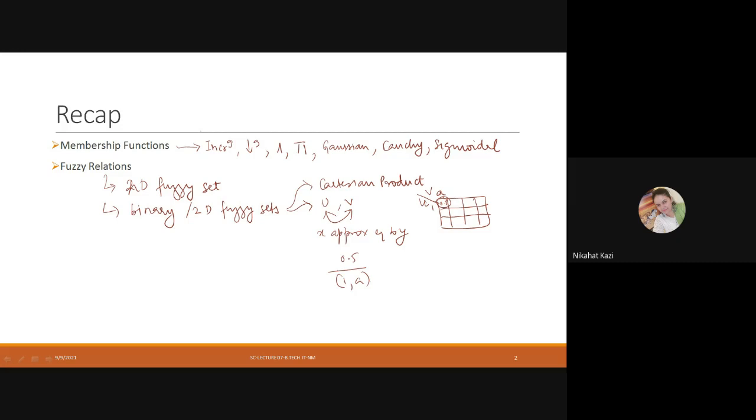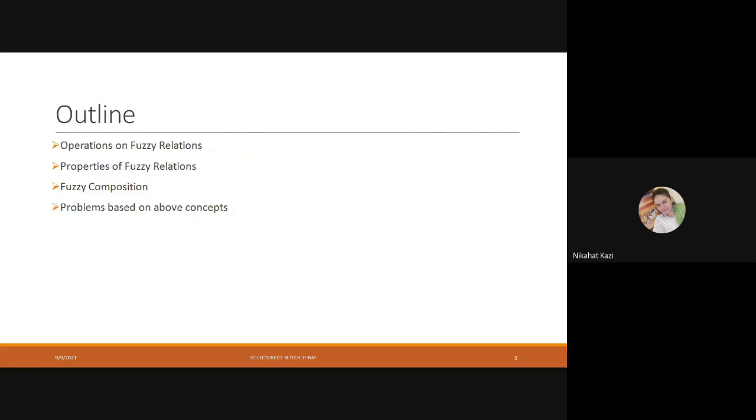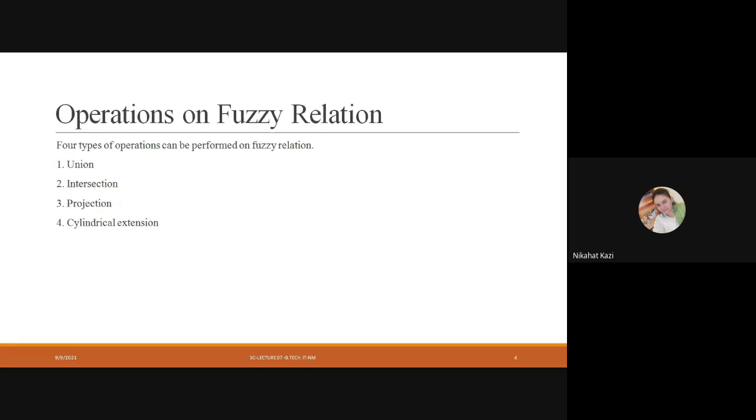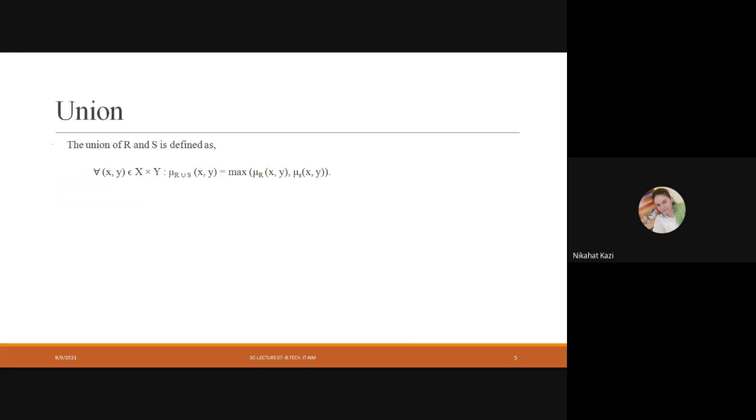So today we will look at some operations on fuzzy relations, the properties of fuzzy relations, fuzzy composition, and some problems on these concepts. There are four types of operations which can be performed on fuzzy relations: the first one is union, then intersection, projection, and cylindrical extension. Let us look at the formulae one by one.